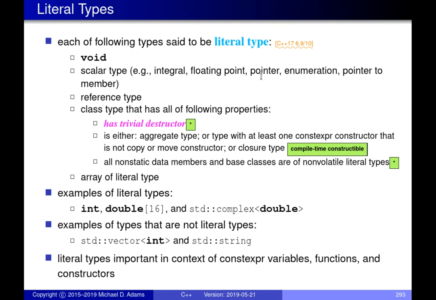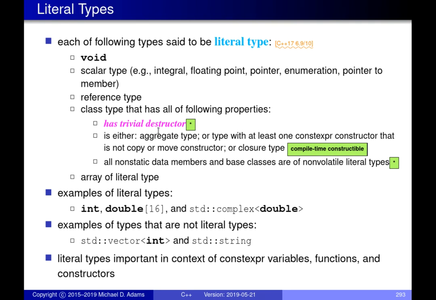Any pointer types, enumeration types like enums, pointers to members, which we'll talk about later in the course, but I don't expect anyone probably knows what they are because they're not used that frequently. Any kind of reference type or a class type, and probably for the purposes of this discussion, this is the part we're most interested in. We have some class type, so it's a user-defined type, and then it satisfies these properties.